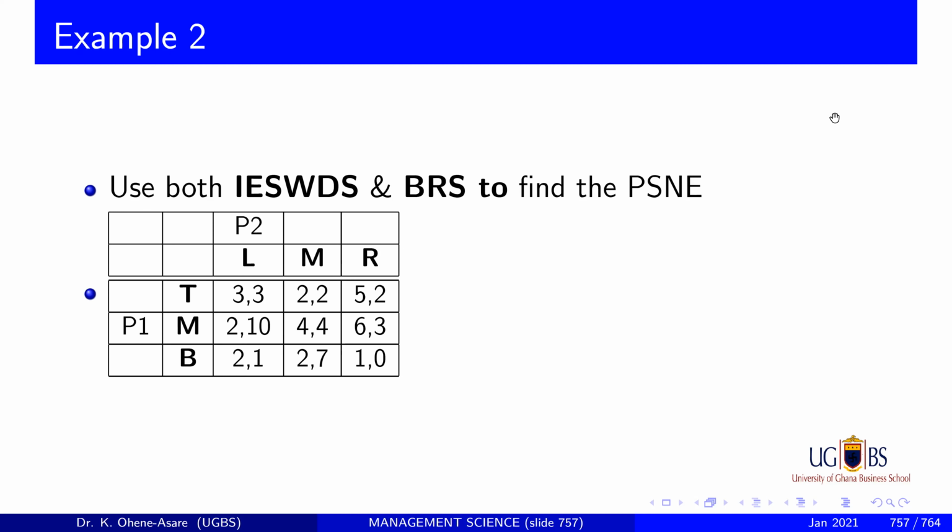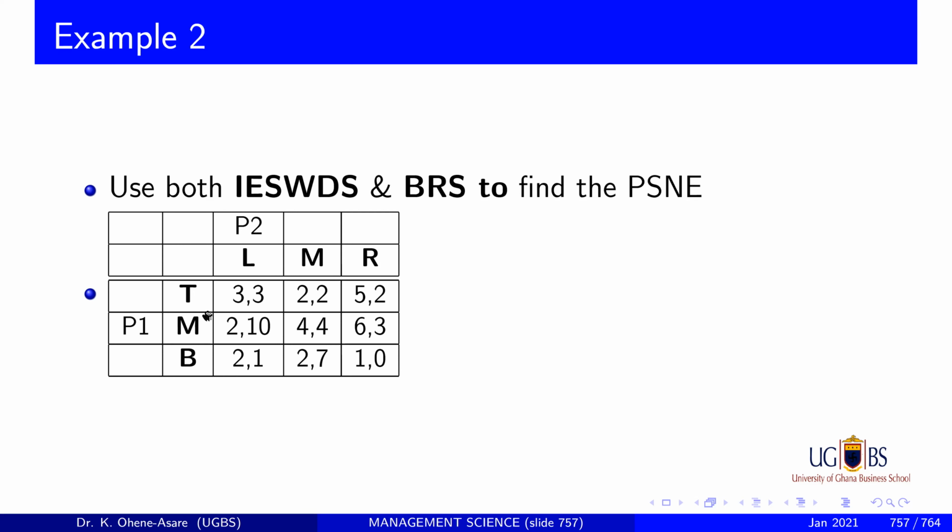Now let's look at what I just said with this approach. So we're going to look at this very example. You have player 1 playing T, M, B. Those are the strategies. Player 2 is playing strategies left, middle, right. So we are going to use iterative elimination of strictly and weakly dominated strategy, and then where we can't proceed further, we look at the best response. In fact, we are going to use both. We're going to use iterative elimination, then we're going to use the best response to wrap it up.